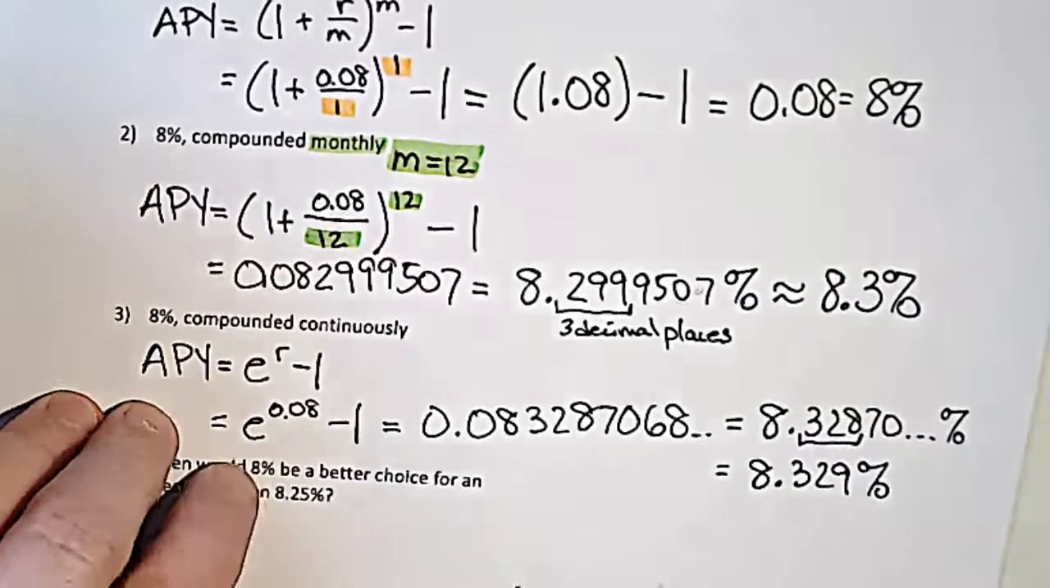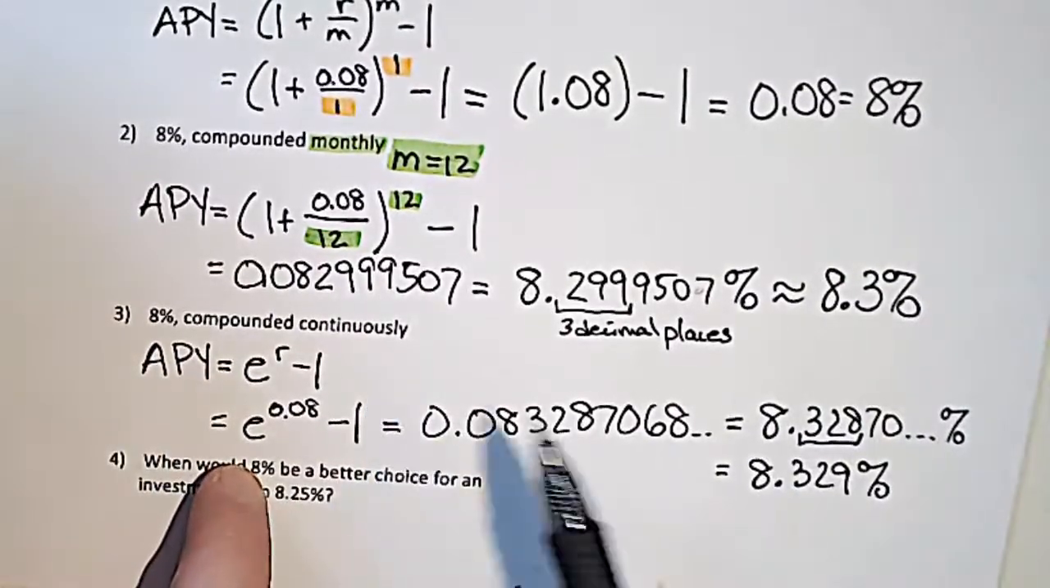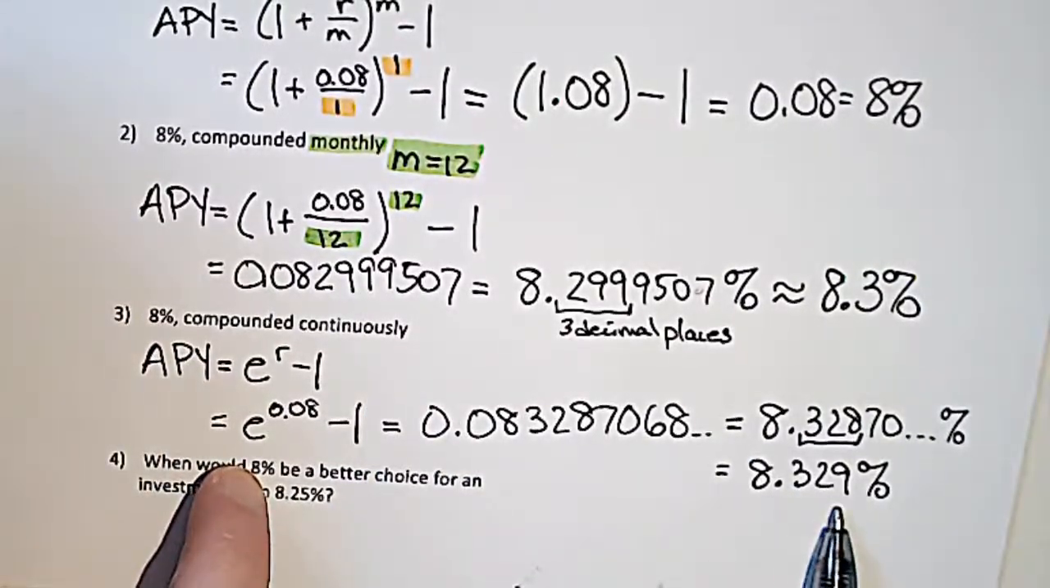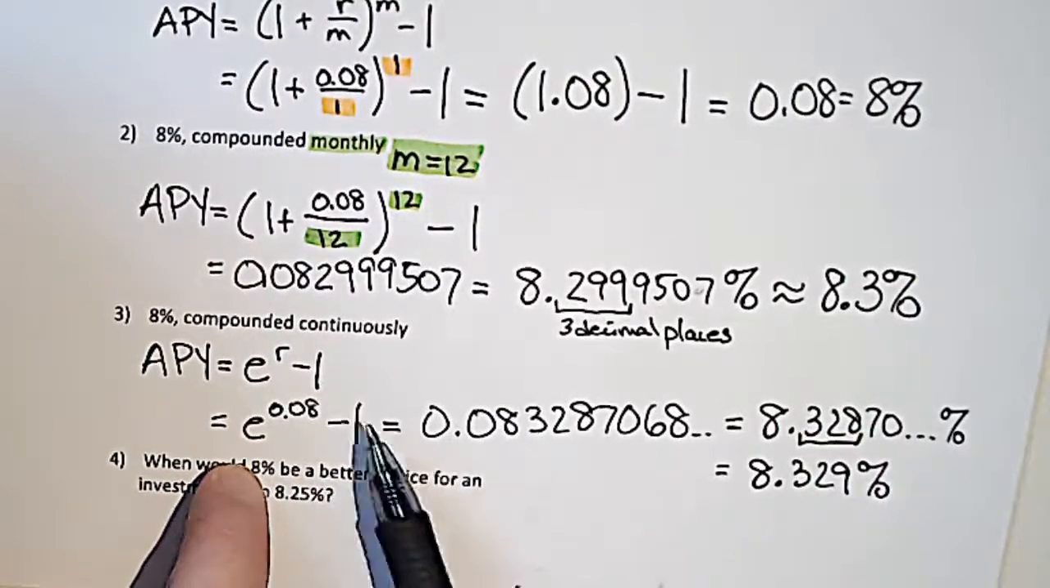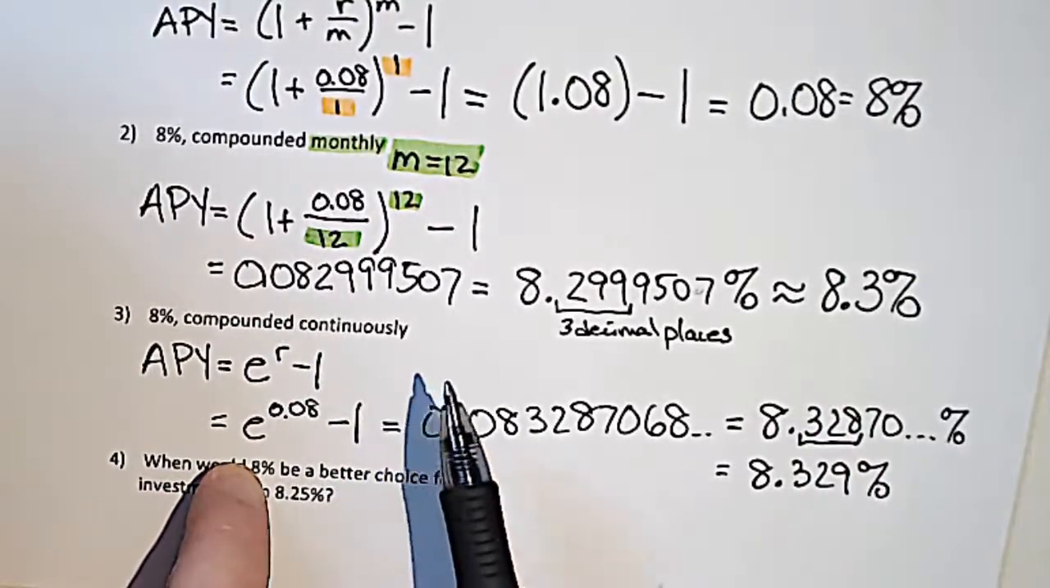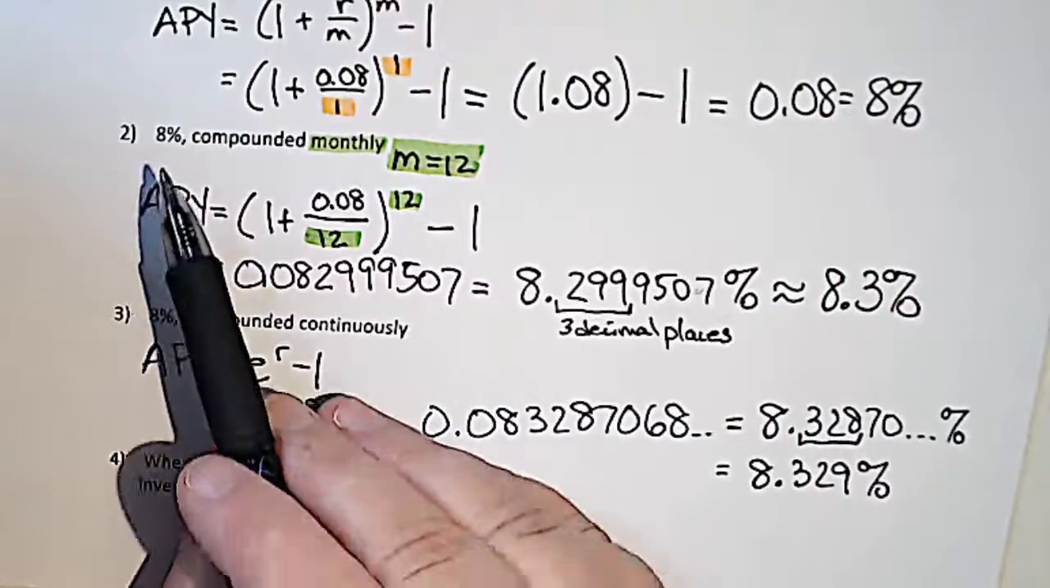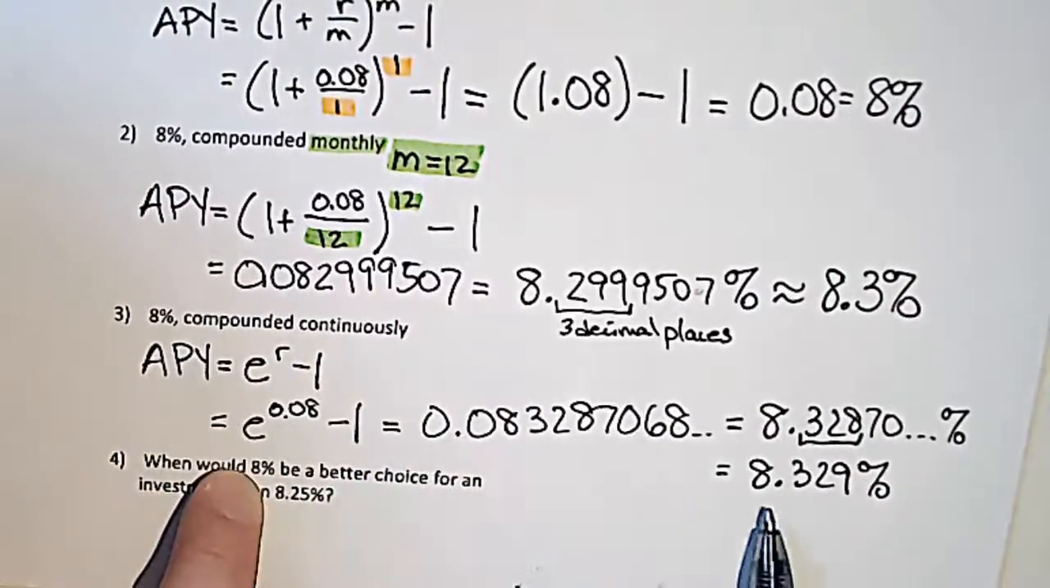So if you compound continuously, you'll get a smidge more, right? And this is the upper limit. This is the most you can compound. So the most an 8% interest rate would be an APY of 8.329. So every 8% interest rate, any compounding schema you use, will sit somewhere between 8 and 8.329%.